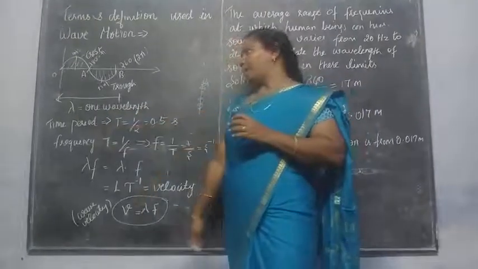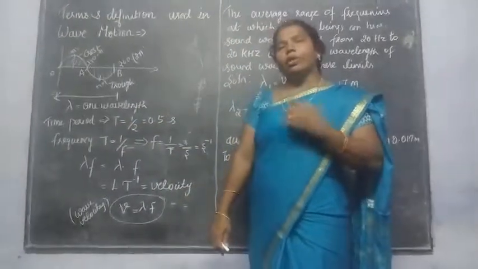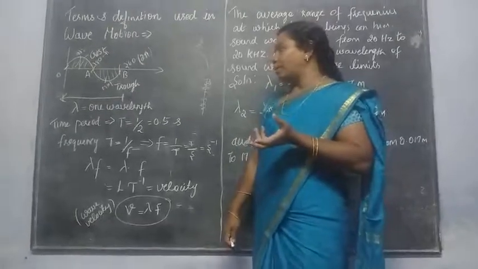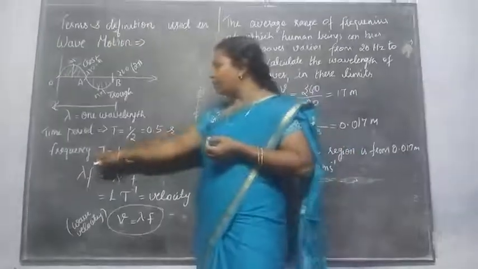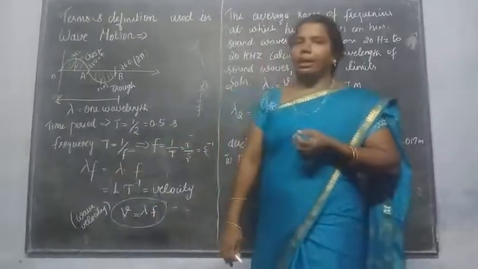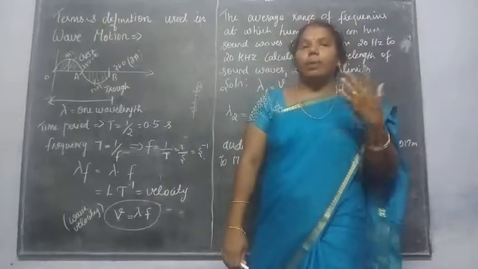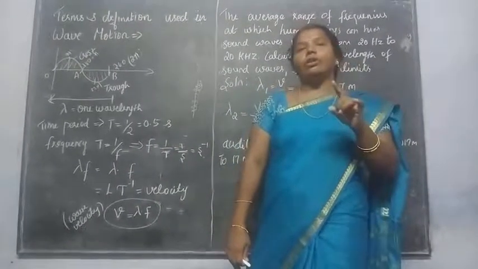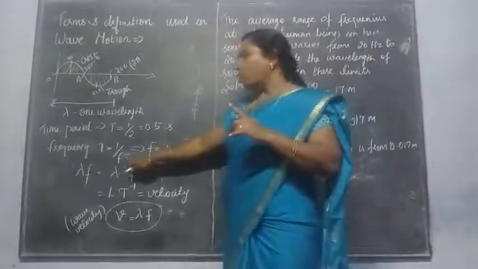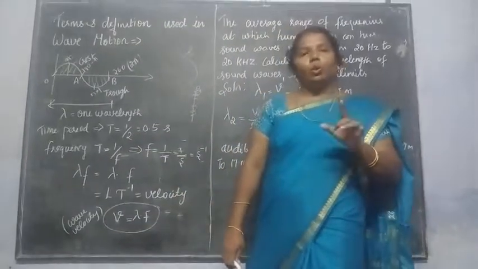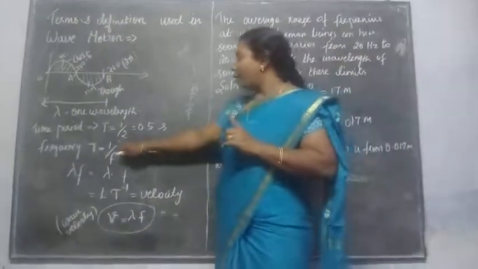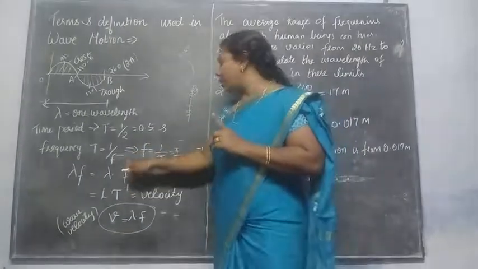Now, what is the time period? The frequency is inversely proportional to the time period. Therefore, T is equal to 1 by f. What is the unit for frequency? You know that the frequency unit is Hertz. Therefore, 1 by Hertz is equal to second.